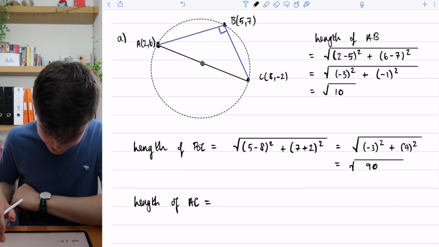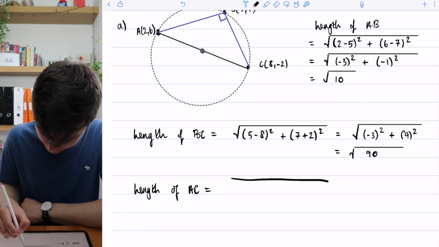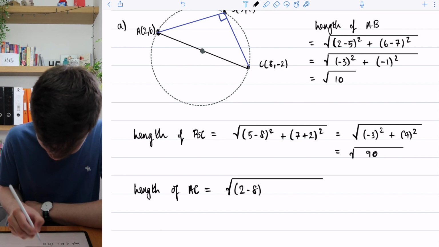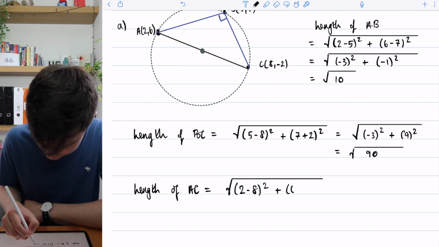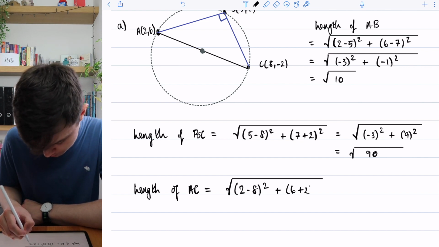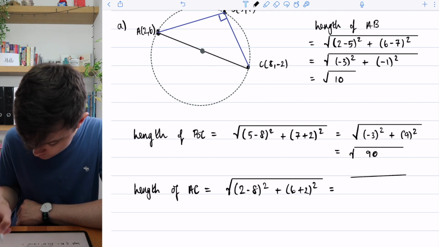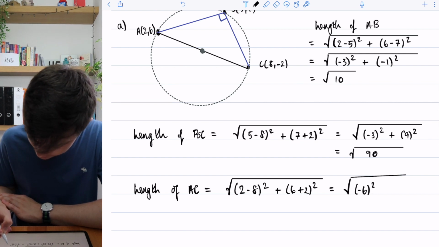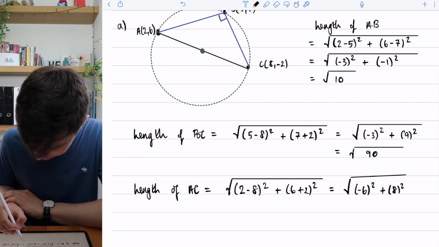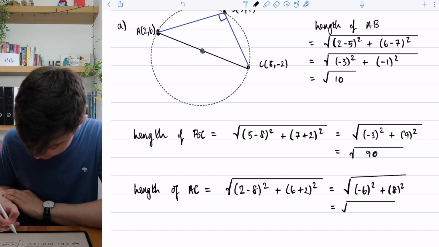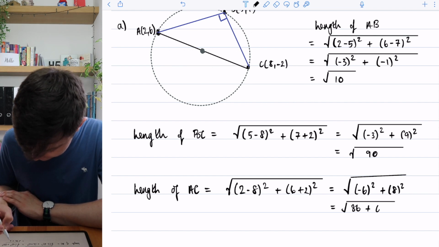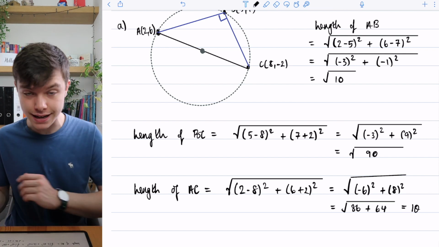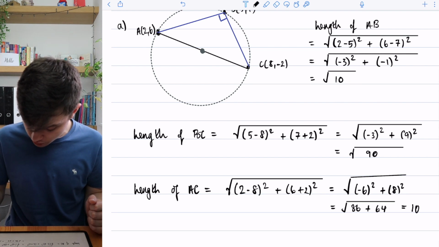And the length of AC should look something like this. We'll take the square root, we'll do the change in x, 2 minus 8 squared, plus 6 minus 2, will give me a plus 2. Square that, square roots of then 2 minus 8 is minus 6 squared, plus 8 squared. That is then the square root of 36 plus 64, which is the square root of 100, which of course is 10, okay? So that's what we've got there.